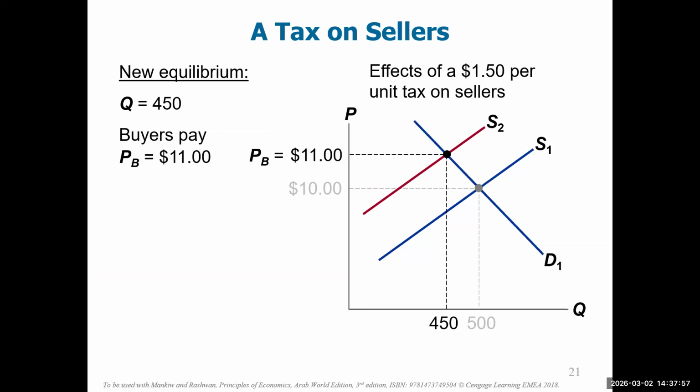And that equilibrium is 11. The price used to be 10. Now it's 11. It's increased. So you notice that I used to pay $10 for my apple, now I pay 11. So I'm paying $1 extra, right?